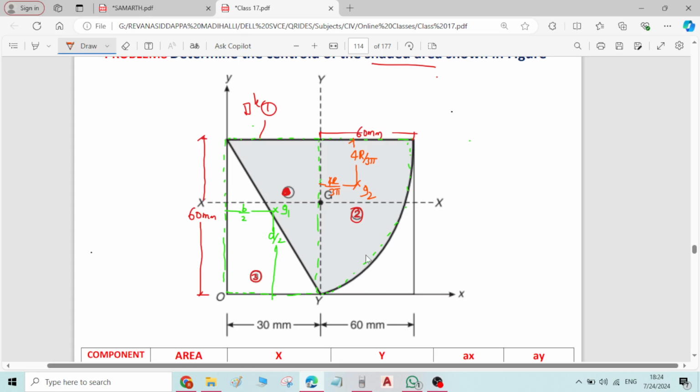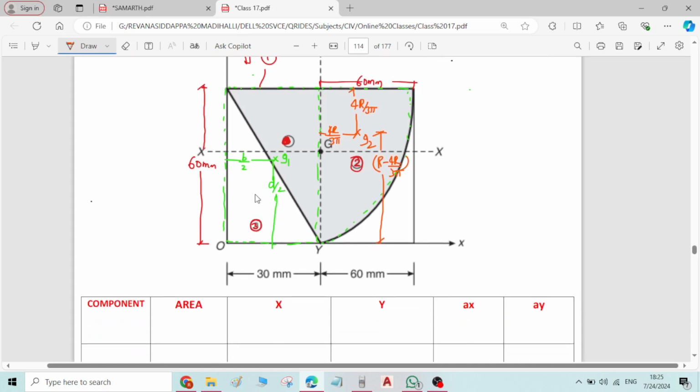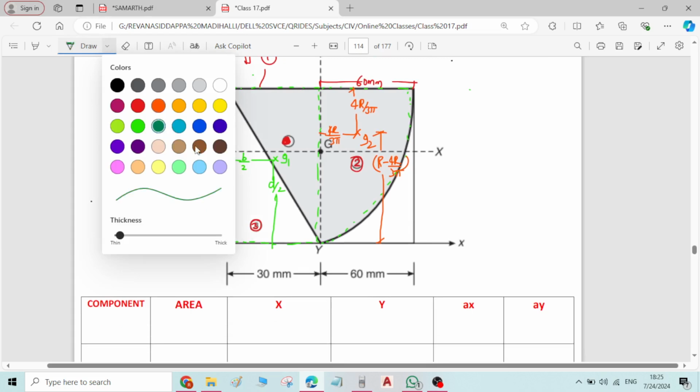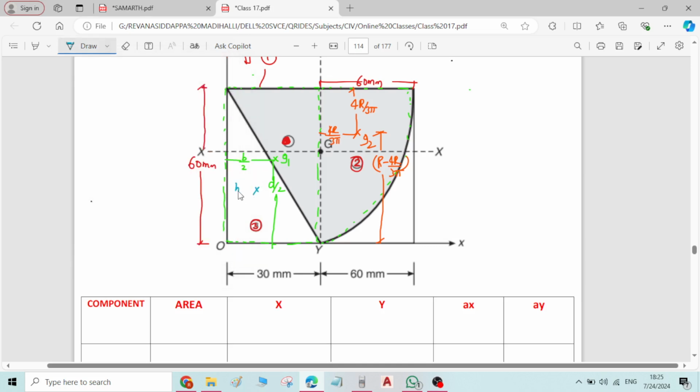But while finding the y value, it is the distance of G2 from the reference x-axis. So this becomes r minus 4r by 3 pi, where r is 60 mm radius. Now I'll take the components one by one. There is one more component left, that is the right angle triangle. For the right angle triangle, x bar is b by 3 and y bar is h by 3.